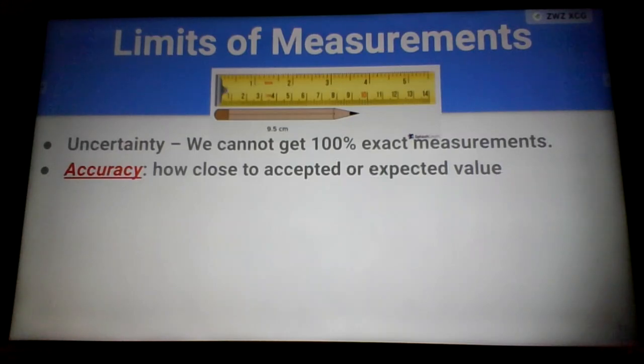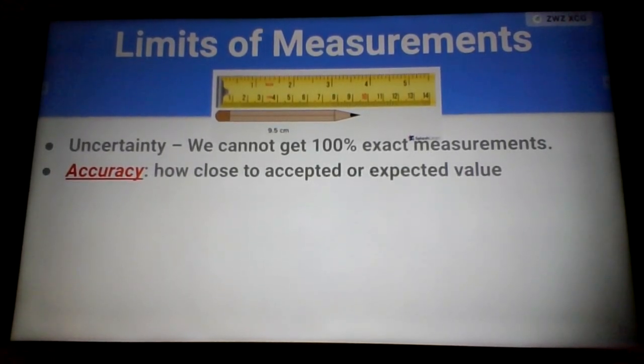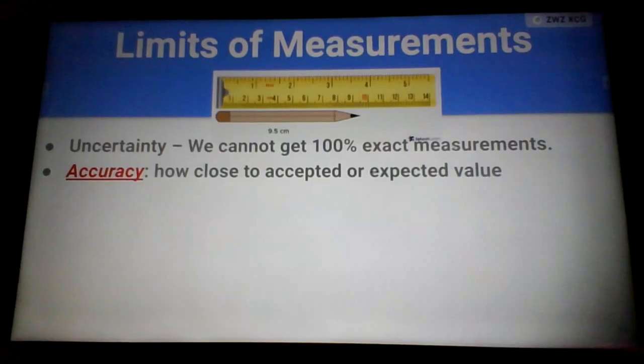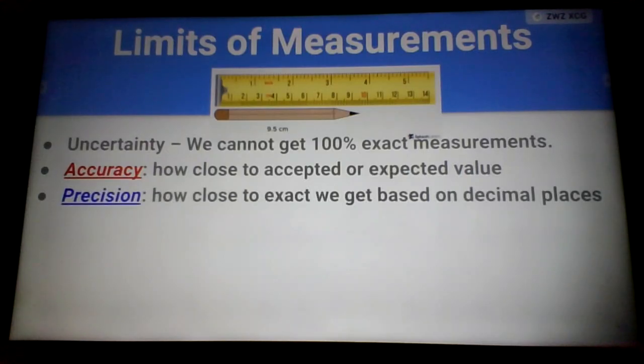Now, a couple of definitions here. The word accuracy is how close to the accepted or the expected value did we get. Okay, let's assume no bonus points on the test. Perfect accurate score, 100. We score 98. We're very, very close to the exact perfect score. We say we have a very accurate score. Accuracy is how close to the accepted or the expected value. These terms kind of get interchanged in normal conversation, but scientifically and mathematically speaking, they do have different definitions.